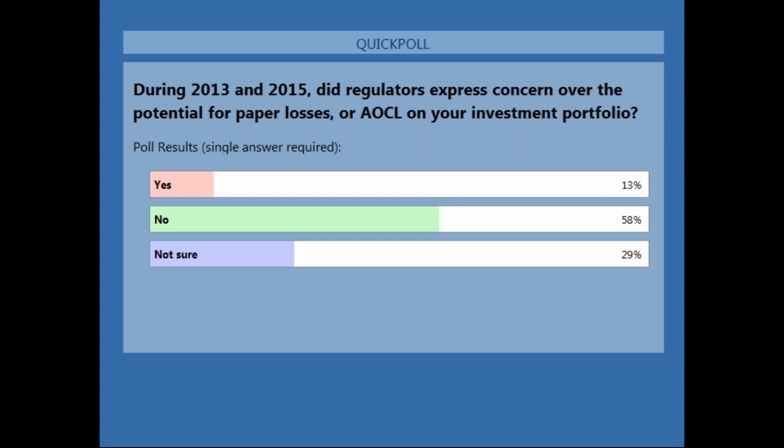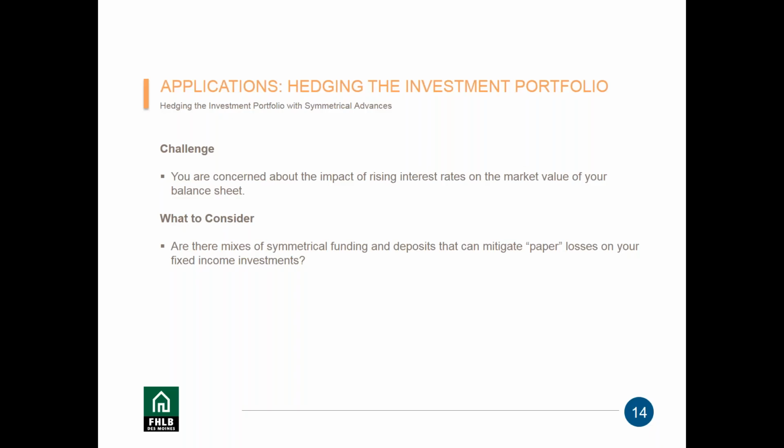Scott, how are we looking? Did people have long memories? Were they challenged by their regulators, or was the subject ignored? The most popular answer is no, with 58% responding no, and 29% comes in second as not sure. Very interesting. Okay, so the challenge here, of course, is that you might be concerned about the impact of rising rates on the market value of your balance sheet, and you might want to look at the symmetrical funding vehicle as a mitigant for the paper losses on your fixed income investments.